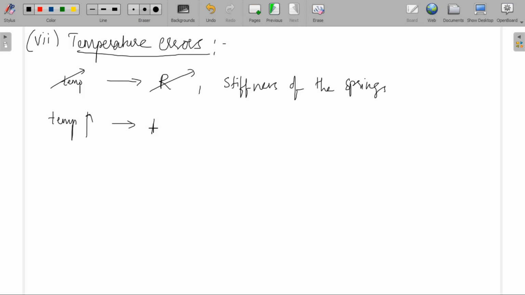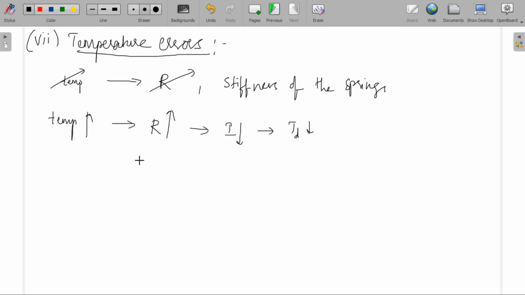If I increase the temperature, with the increase in temperature, resistance will be increasing. Resistance of the pressure coil circuit will be increasing, because we use conductor. Conductor is having positive temperature coefficient of resistance, right? With the increase in resistance, current will be decreasing. With the decrease in current, TD will be decreasing.